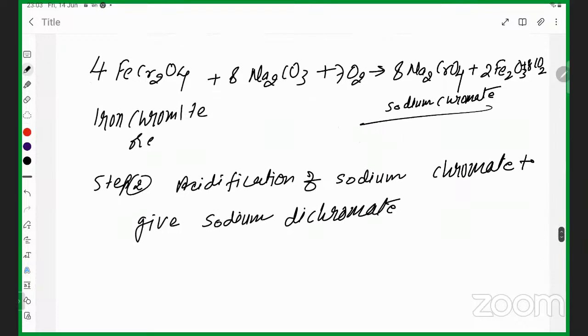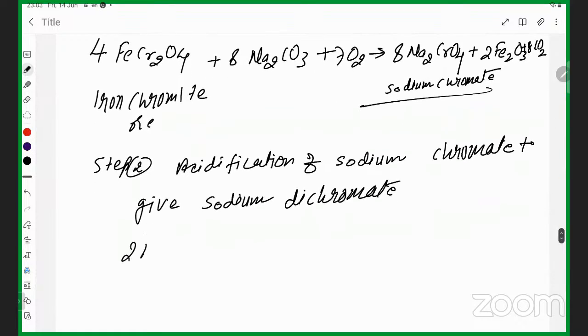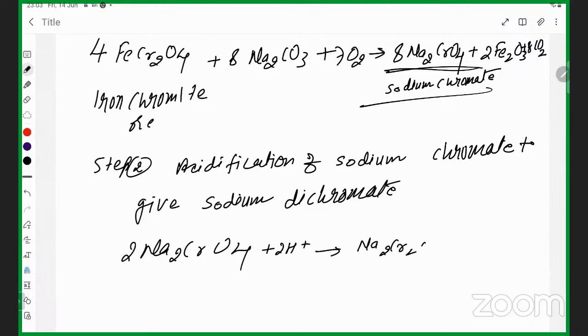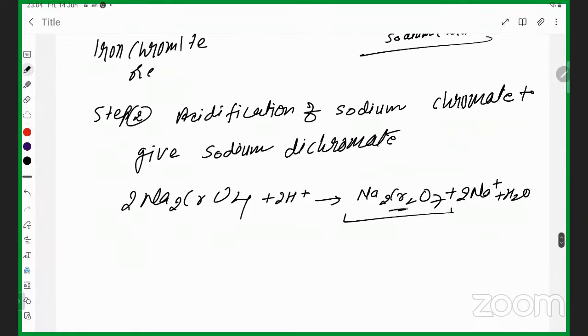So we are just acidifying it. I am taking 2 molecules of Na2CrO4 and adding 2H+. So what is it going to give? Na2Cr2O7 plus 2Na+ plus H2O. The two chromium are there, so that is called sodium dichromate. Got it?